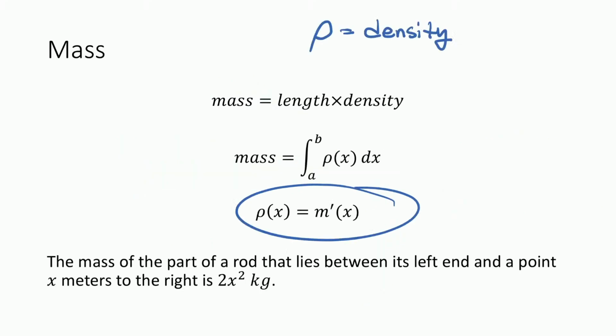So let's put it together here. The density of that rod is going to be the derivative of this, which is 4x, and that's kilograms per unit length. So 4x kilograms per meter. That wasn't very exciting. But if we have that density, we could figure out the mass of any portion of that rod.